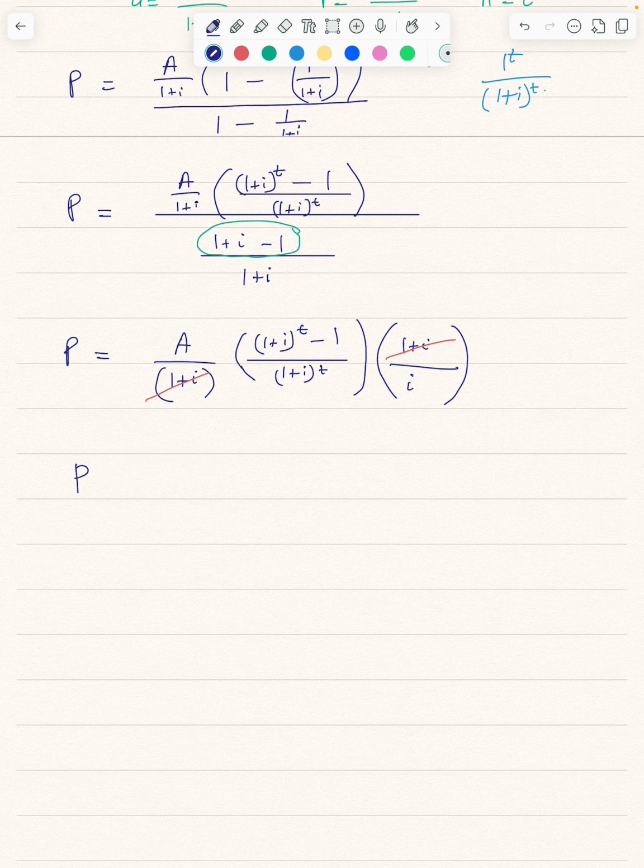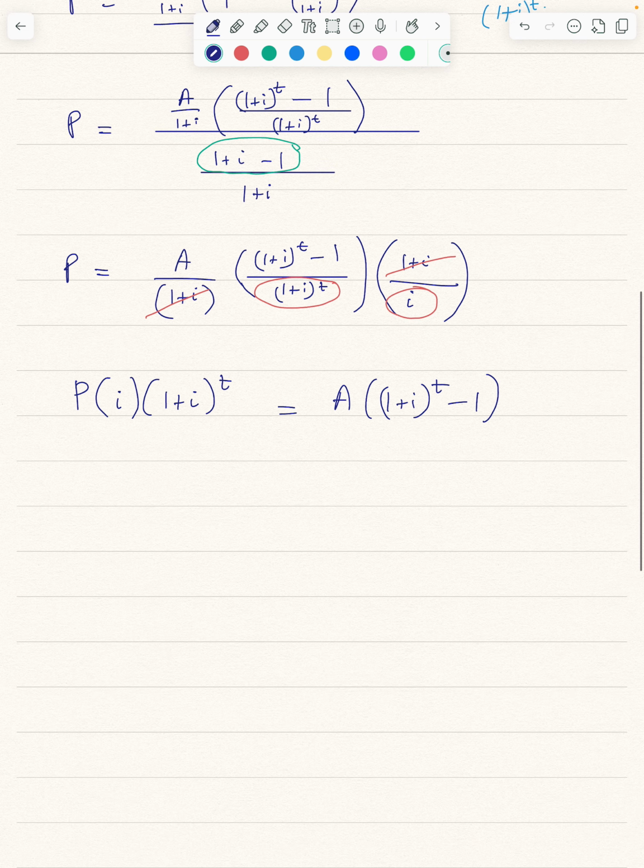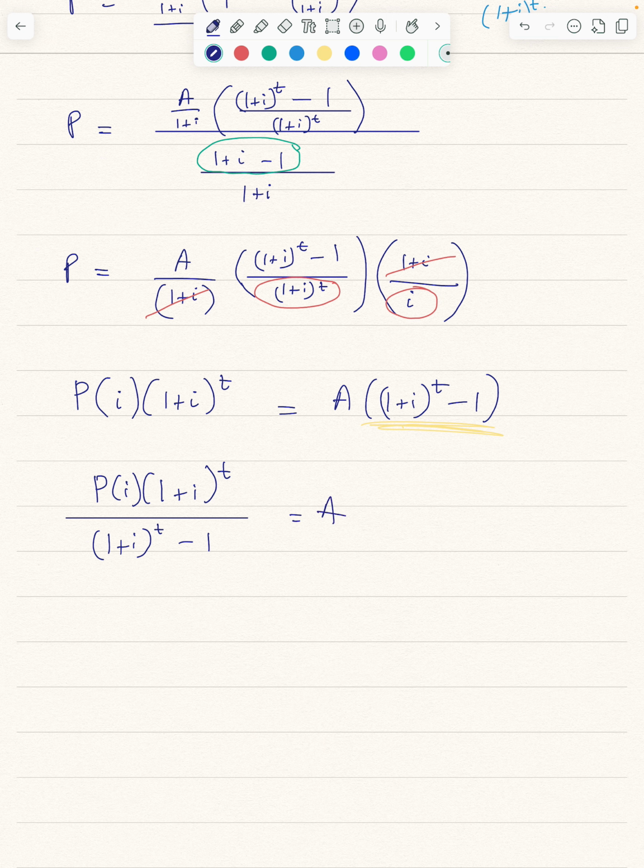Then I'm going to multiply across by the denominator of 1 plus I to the power of t times I to get P times I times 1 plus I to the power of t equal to A times 1 plus I to the power of t minus 1. And then I'm going to divide across by this here so that we get A on its own on one side. So P times I times 1 plus I to the power of t divided by 1 plus I to the power of t minus 1 equal to A. And that is the formula on the top of page 31 of your log tables. That's the derivation of the amortization formula.